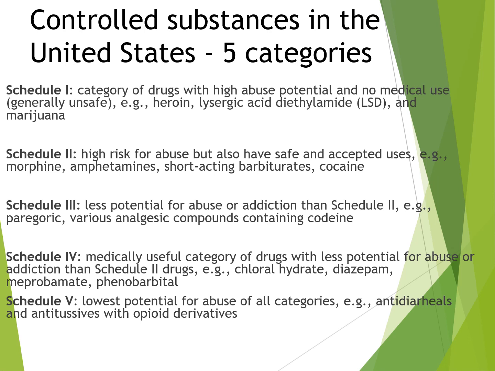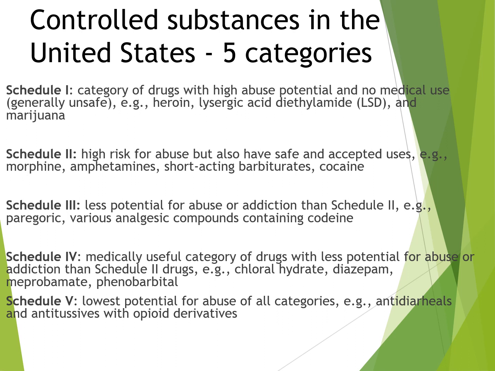Controlled substances in the United States fall into 5 categories. Schedule 1 is a category of drugs with high abuse potential and no medical use, generally unsafe, such as heroin, lysergic acid diethylamide, LSD, and marijuana. Schedule 2 is high risk for abuse but also has safe and accepted uses, like morphine, amphetamine, short-acting barbiturates, and cocaine. Schedule 3 has less potential for abuse or addiction than Schedule 2. Those are things like paregoric, various analgesic compounds containing codeine, like our Percocets.